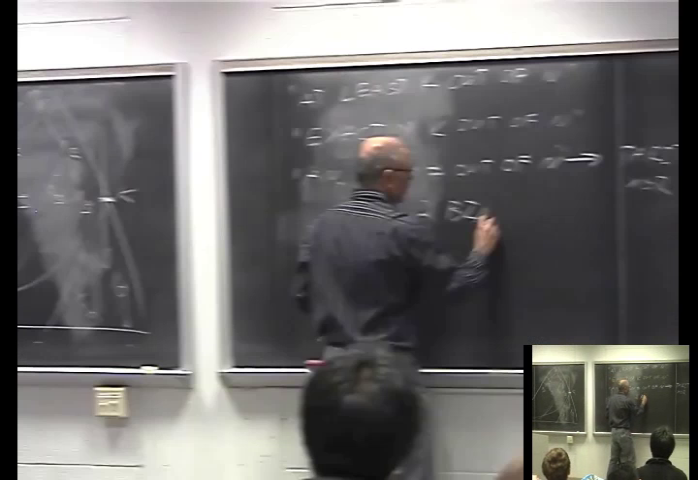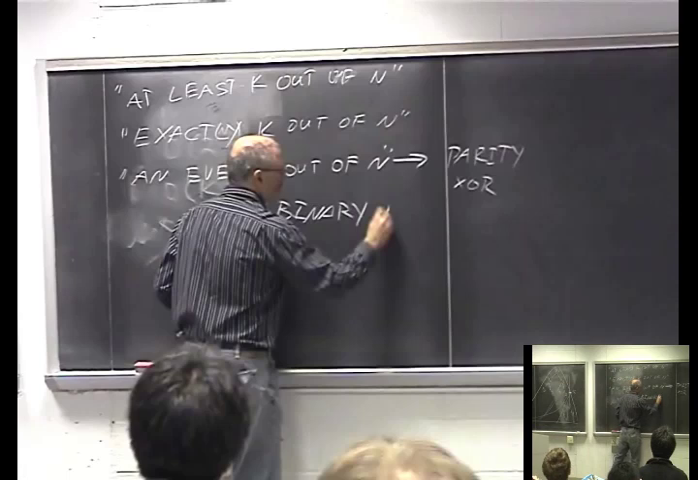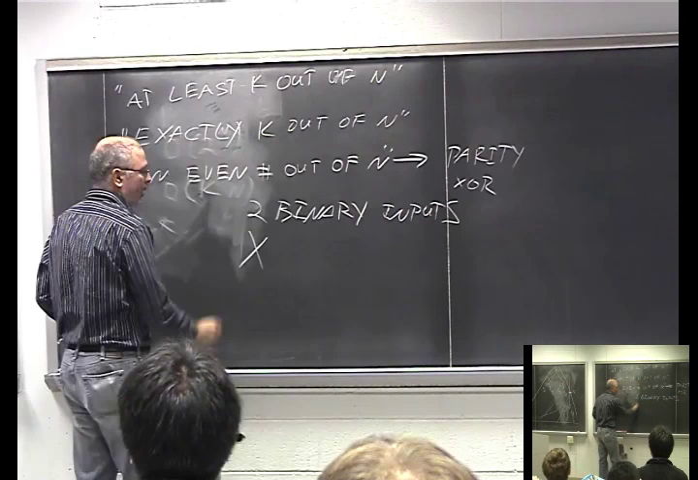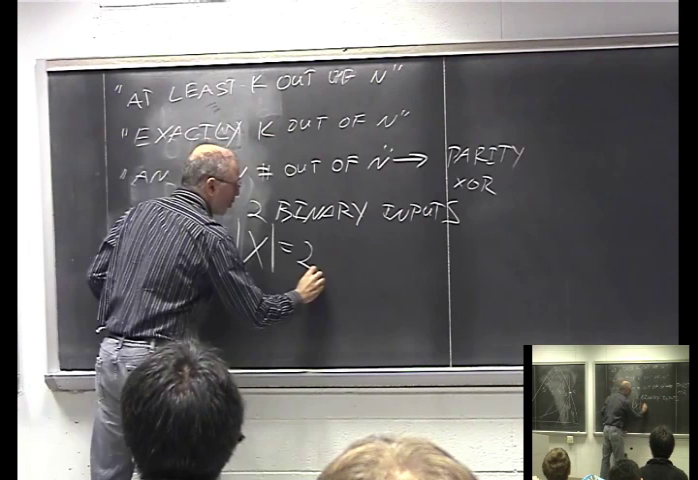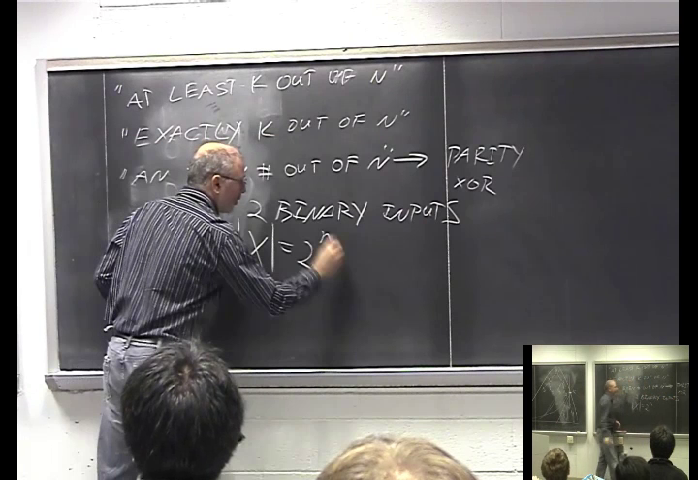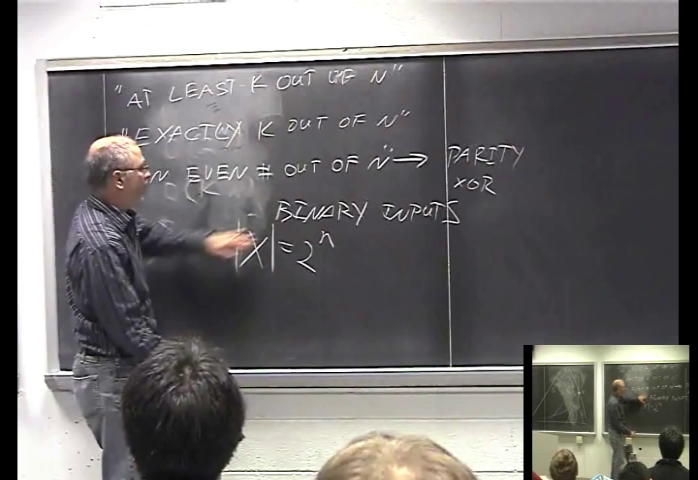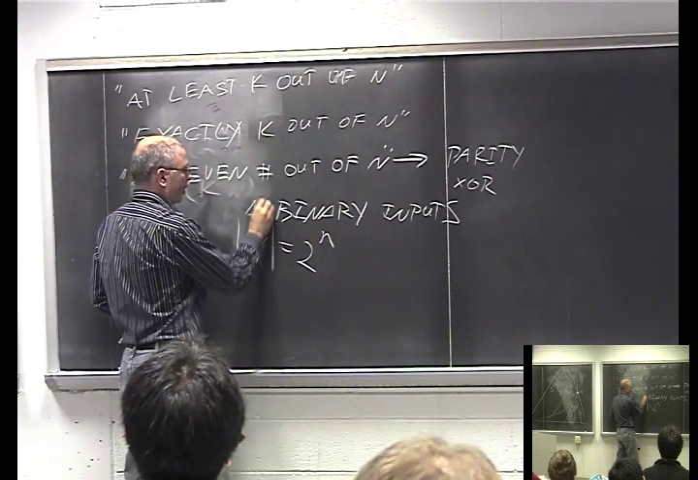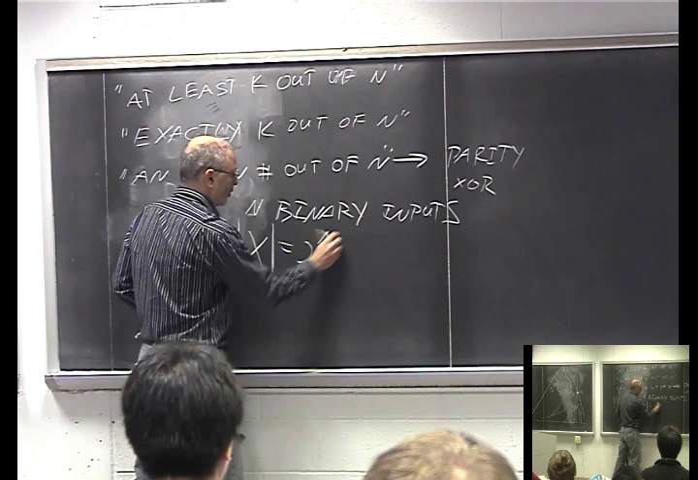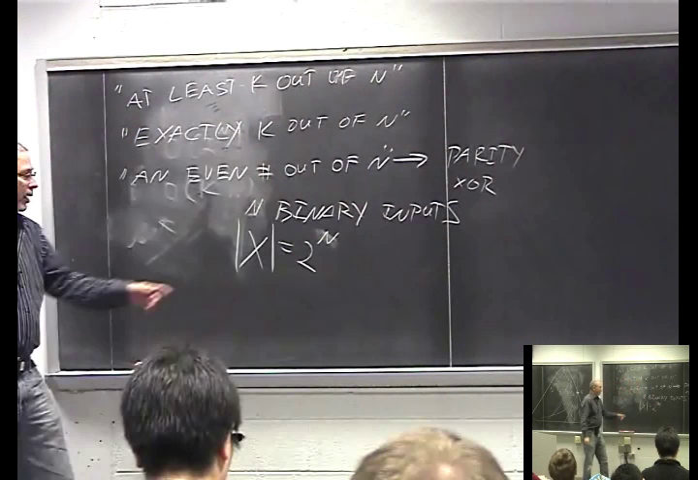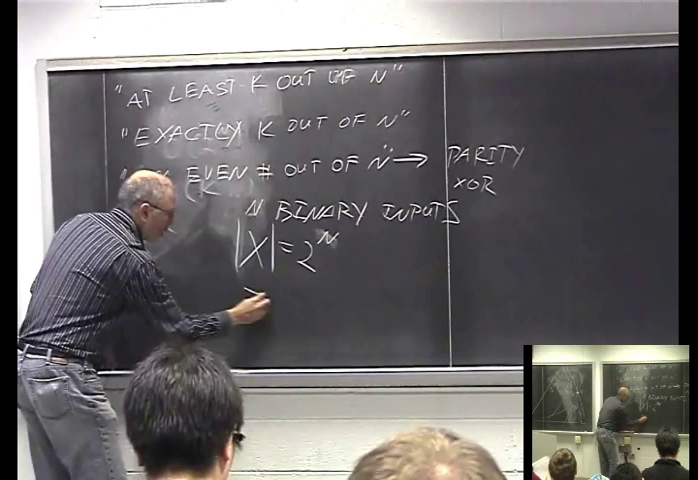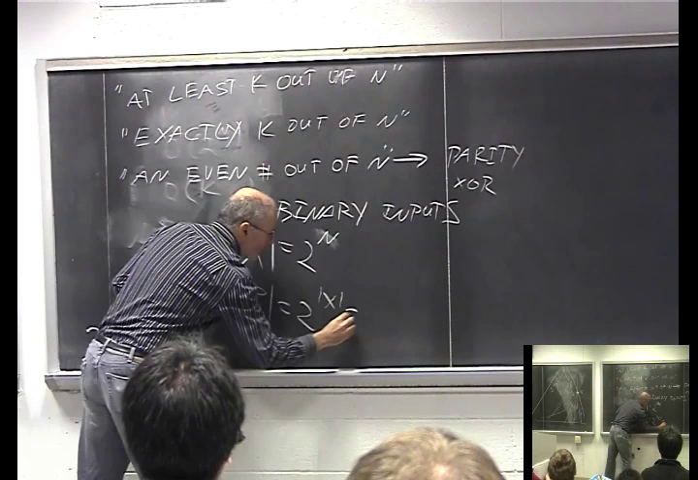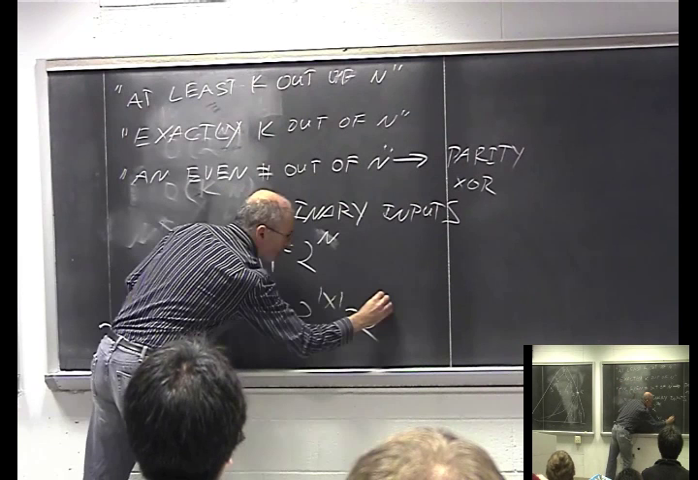n binary inputs means that the input space X is of size 2 to the n. And with the input space being 2 to the n, the concept space is always 2 to the |X|, which is 2 to the 2 to the n.